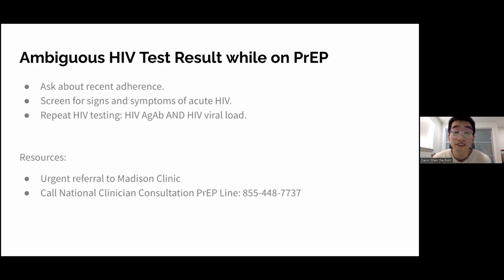What happens if there's an ambiguous HIV test result while a patient's on PrEP? So you want to gauge them about their recent adherence.